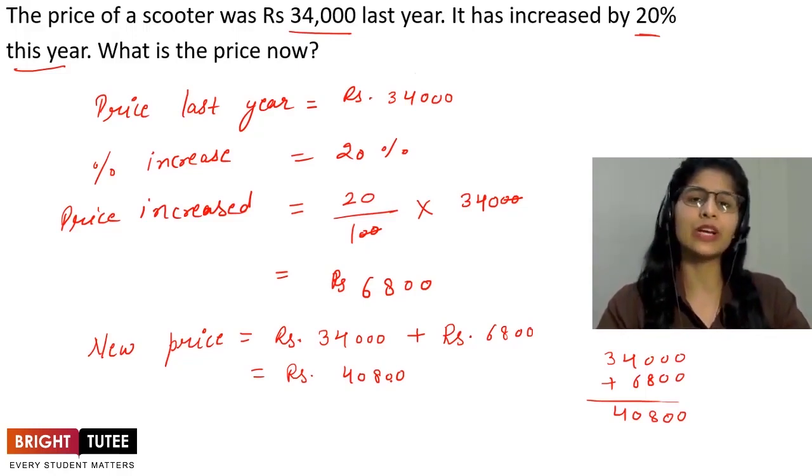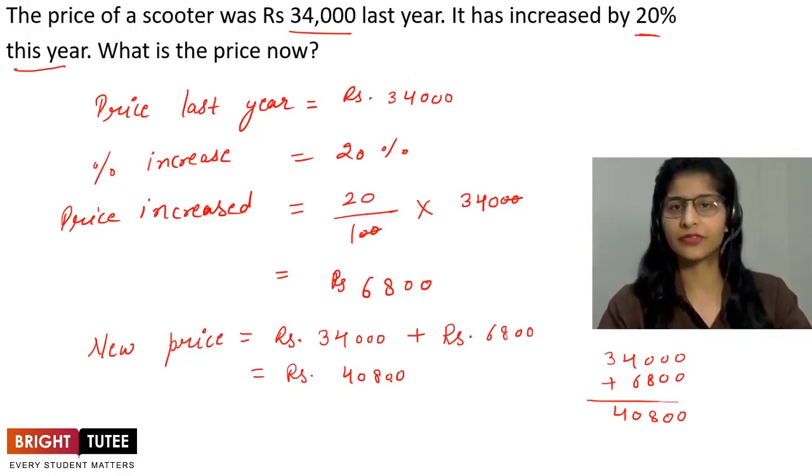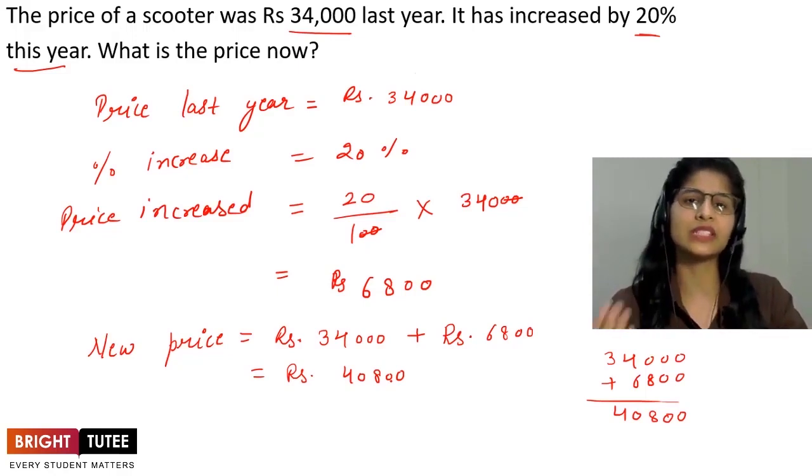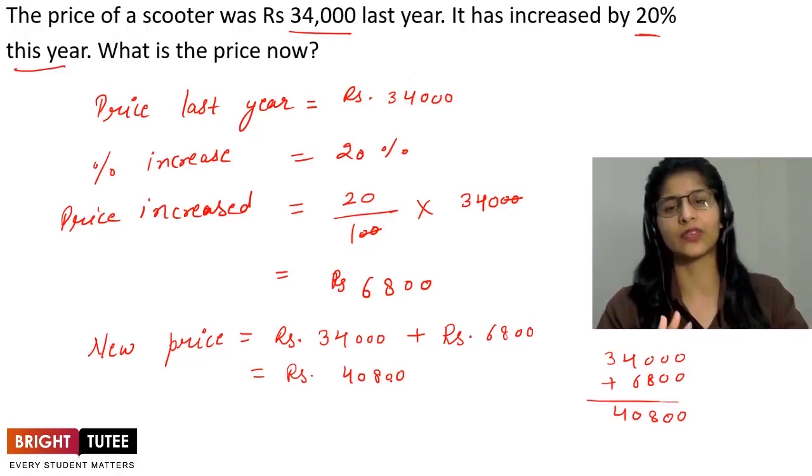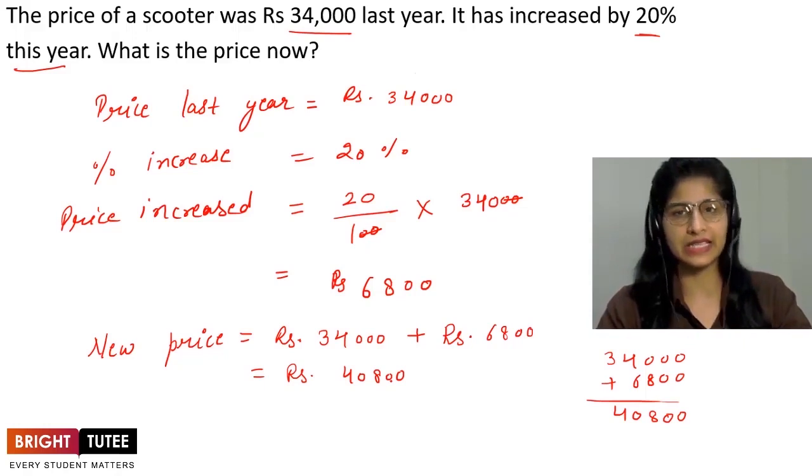So we'll calculate first 20% of 34,000. We will get the price which is increased, right? Now the amount increased is 6,800 on 34,000. So on 34,000 we will add this 6,800. When we add it, we get 40,800. Clear? So this is the new price for which you have to buy the scooter. I hope the concept of percentage increase is clear.